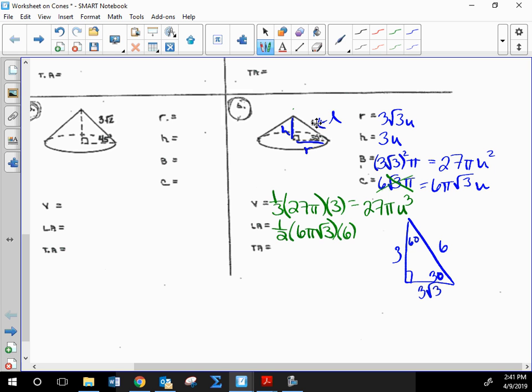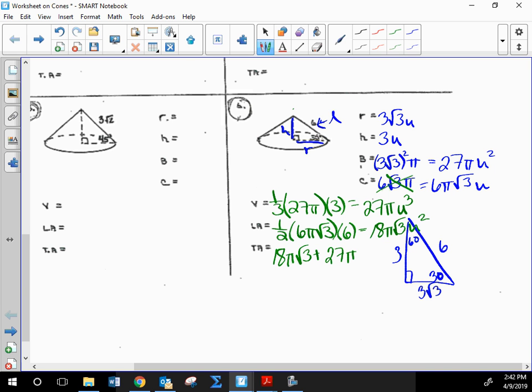Okay. So 1/2 times 6 pi root 3 times 6. What does that simplify down to? 3 times 6 is 18. Oh, I get it. Does that make sense? Okay. Units squared. Alright, so our total surface area is lateral, 18 pi root 3, plus 1 base, which is 27 pi. And so would that be 45 pi root 3?